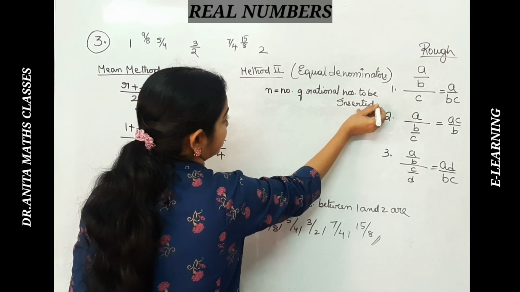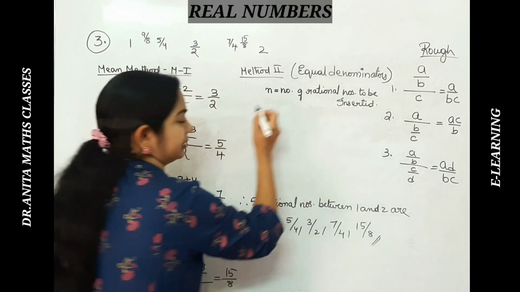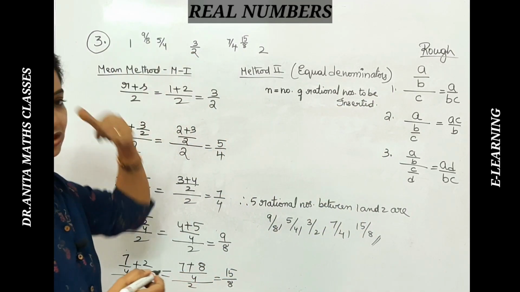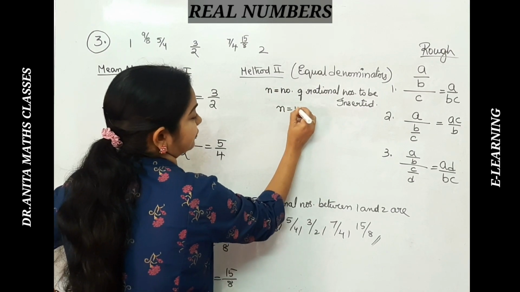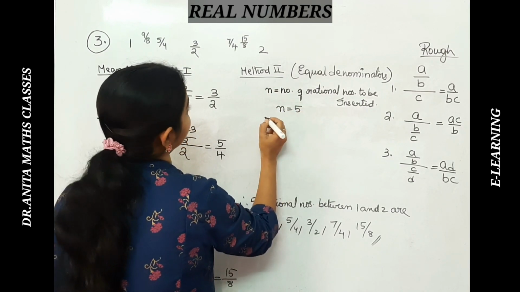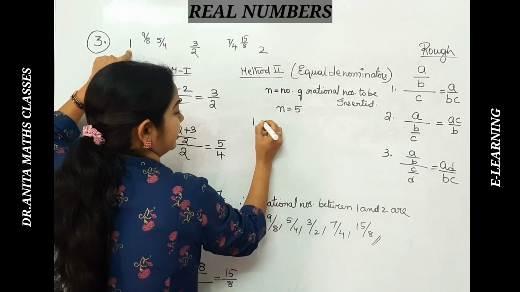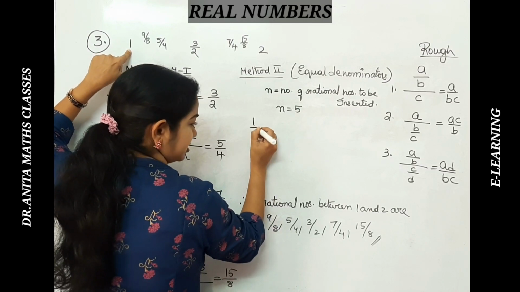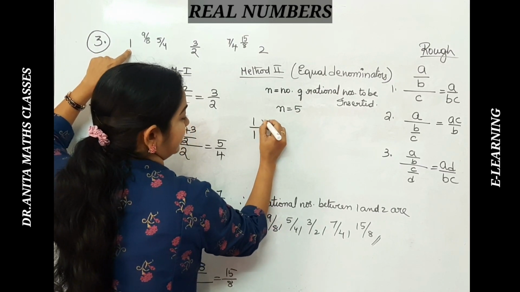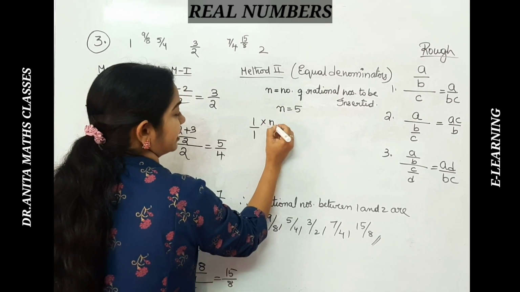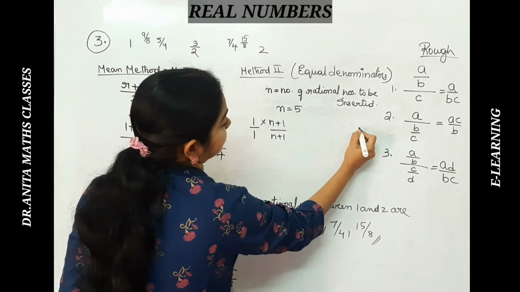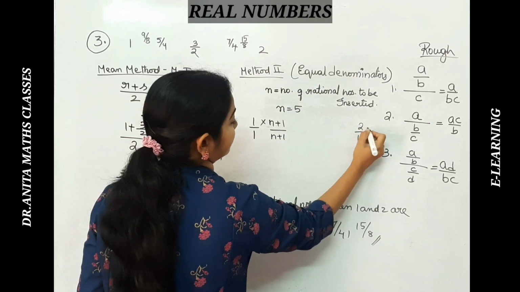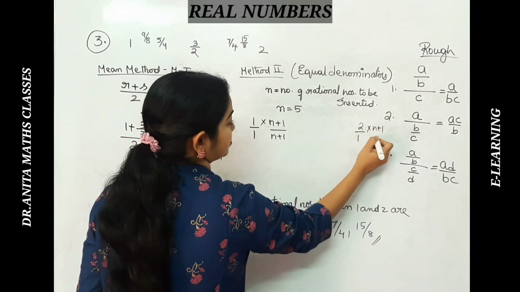Now, how many rational numbers are to be inserted here? The question says 5 rational numbers are to be inserted. So n is 5. Here, for the first number, 1 upon 1, we multiply and divide with n plus 1. Similarly, for 2, which is 2 upon 1, we multiply and divide by n plus 1.